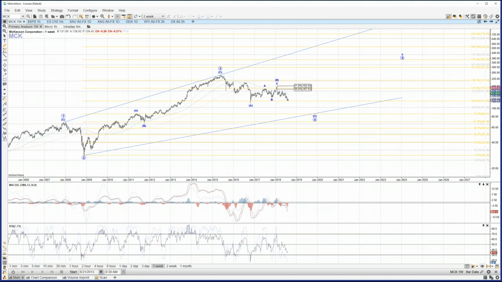So you want to see nice standard impulse moves that are cooperating with Fibonacci pinball, ideally at the higher degrees and that higher degree count that you have confidence in to really come up with the best chances of success in your trading.